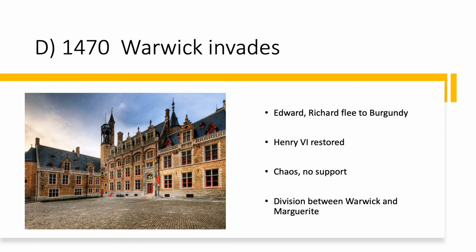Warwick then marches to London. He frees Henry VI. He restores him to the throne. However, everybody realizes that Henry VI, he's not as out of it as he was for that one period, but he's still not in a position to rule. All of this infighting and violence have made his condition deteriorate further. So it's very clear that he has just become a puppet of Warwick.